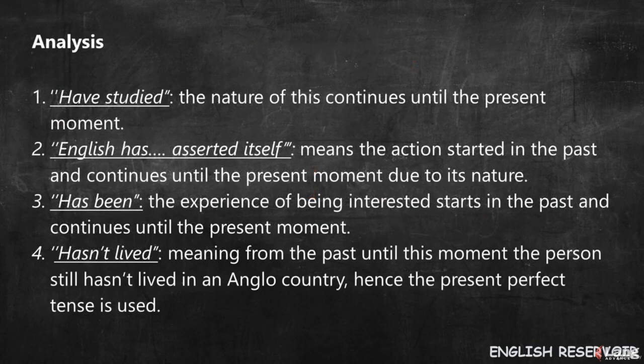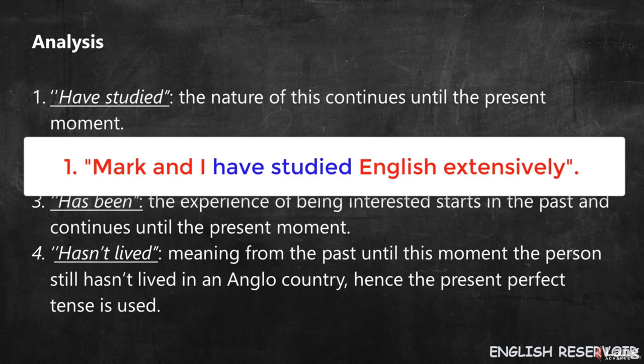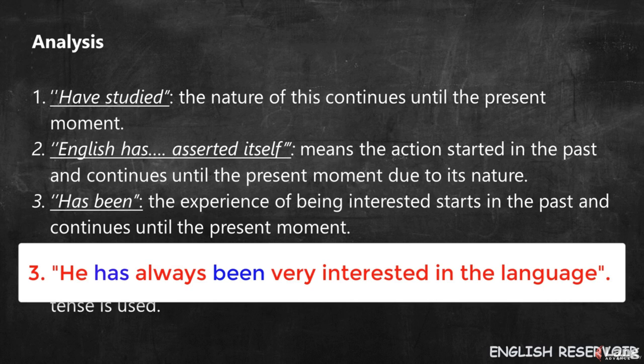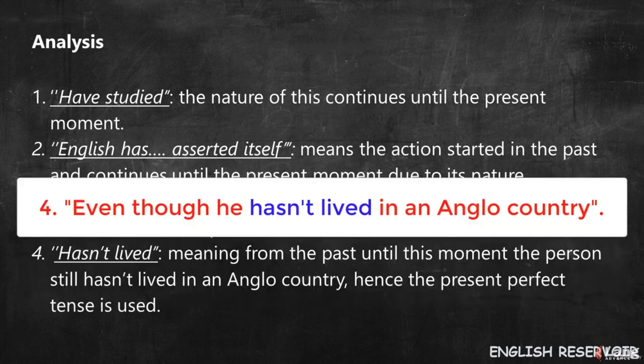Analysis. 1. Have studied. The nature of this continues until the present moment. 2. English has asserted itself means the action started in the past and continues until the present moment due to its nature. 3. Has been. The experience of being interested starts in the past and continues until the present moment. 4. Hasn't lived. Meaning from the past until this moment, the person still hasn't lived in an Anglo country. Hence, the present perfect tense is used.